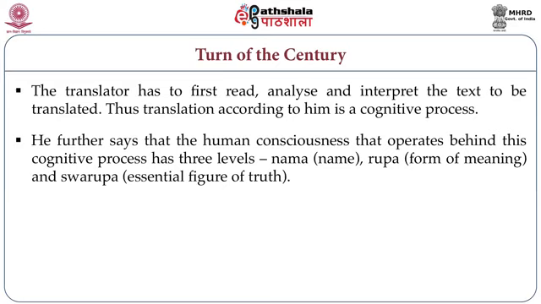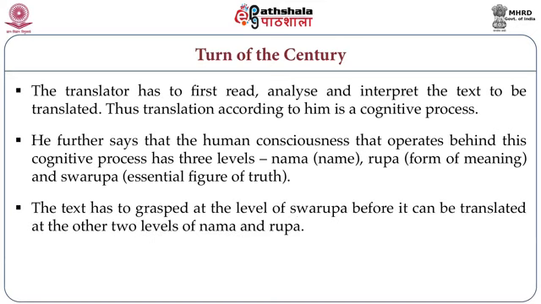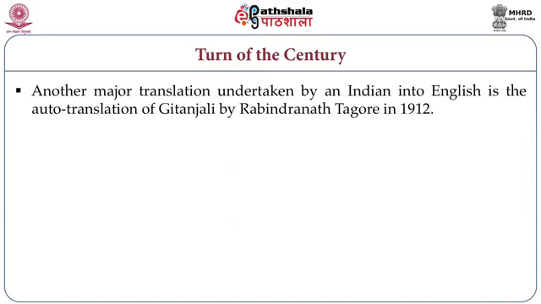He further says that the human consciousness that operates behind this cognitive process has three levels: nama or name, rupa or form of meaning, and swarupa or essential figure of truth. The text has to be grasped at the level of swarupa before it can be translated at the other two levels of nama and rupa.